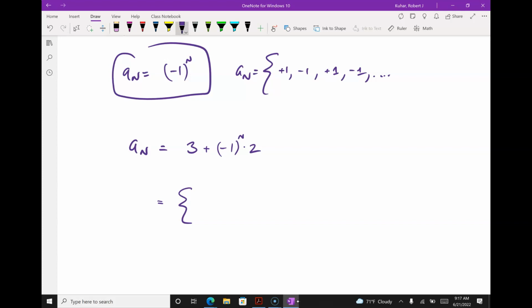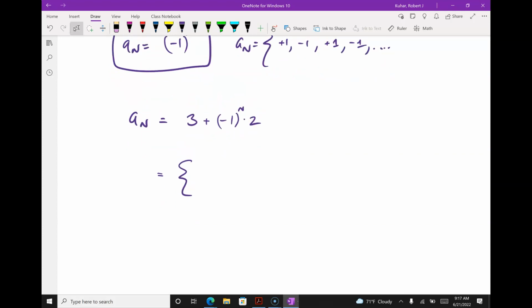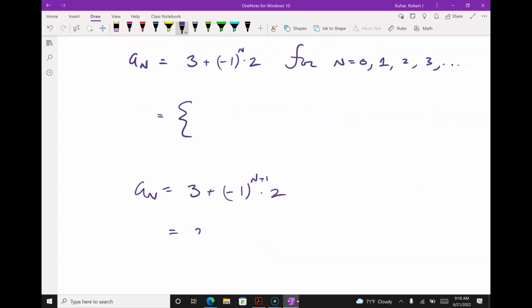A little bit tricky, but I would say something like 4n equals 0, 1, 2, etc. Or I could start it at 1, like you're saying, and I like that, and then I just want to shift my n by 1, right? So what if I do 3 plus the -1 to the n plus 1 times 2? I'm always trying to make it as simple as I can. Let me try yours now.